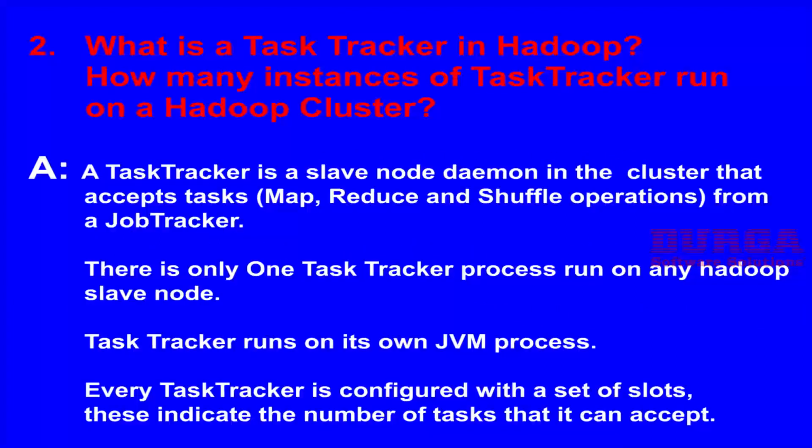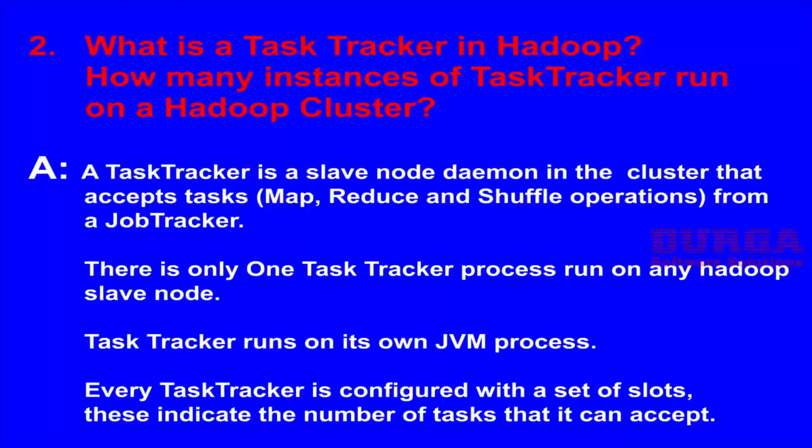What is a TaskTracker in Hadoop? How many instances of TaskTracker run on a Hadoop cluster? A TaskTracker is a slave node daemon in the cluster that accepts tasks from a JobTracker. There is only one TaskTracker process run on any Hadoop slave node. TaskTracker runs on its own JVM process.